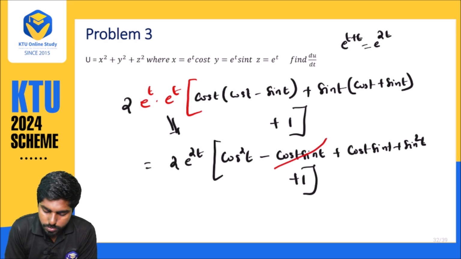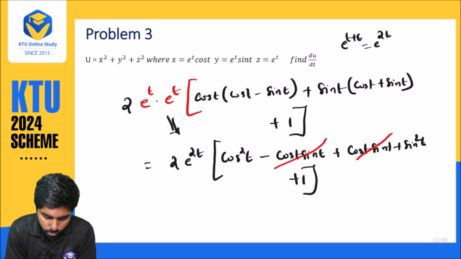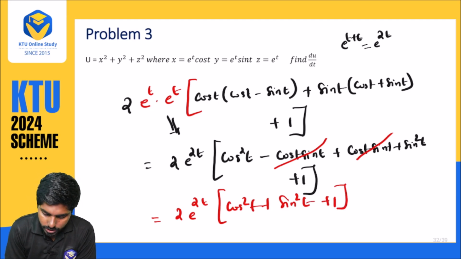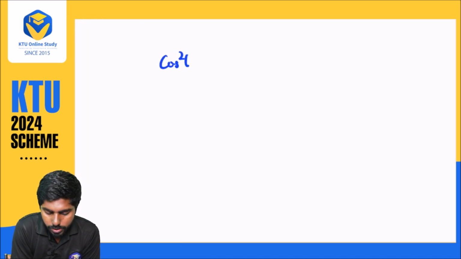So the cos t sin t and minus cos t sin t terms will be cancelling. So what is left out? 2 into e power of 2t times (cos square t plus sin square t) plus 1. That is nothing but cos square t plus sin square t, which is nothing but 1.